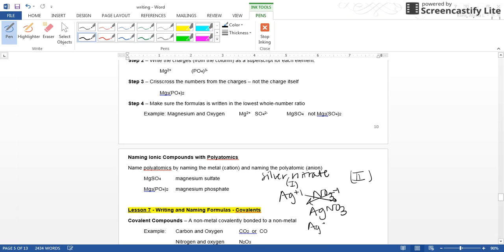So we have silver plus 2, nitrate minus 1. If we crisscross these, we're going to write it out as Ag(NO3) in parentheses with the 2 after. If we don't write the parentheses, it looks like we have 32 oxygens. We don't want that because that's not what our formula looks like. Go ahead and give some a try in the practice packet here so you can get used to these.